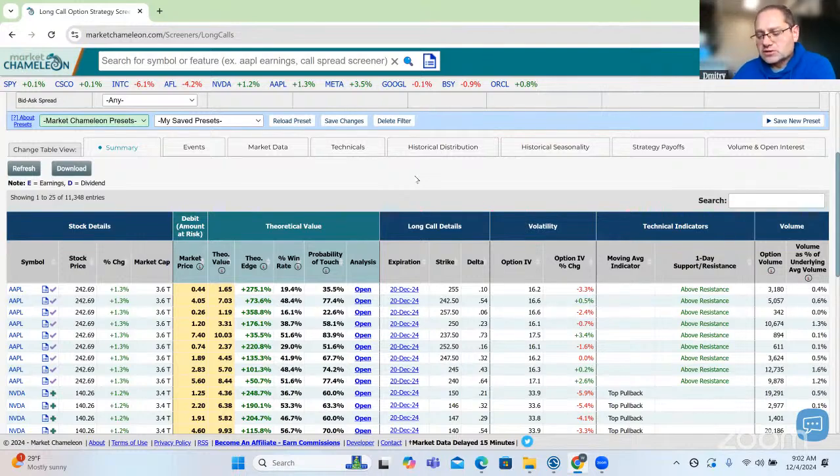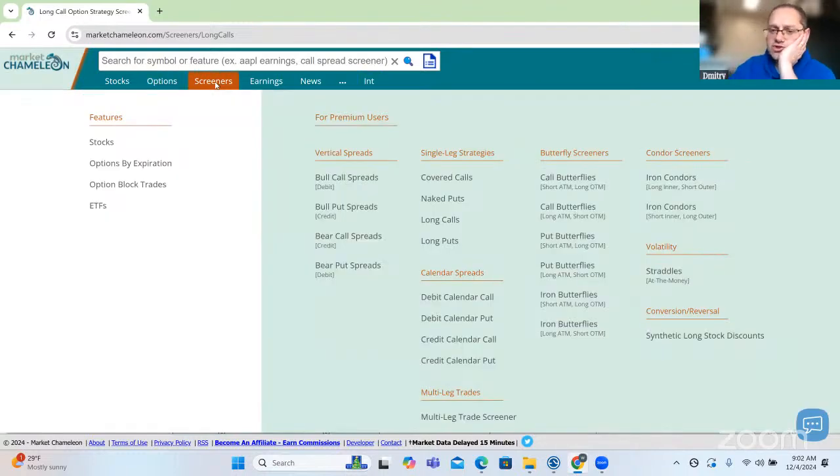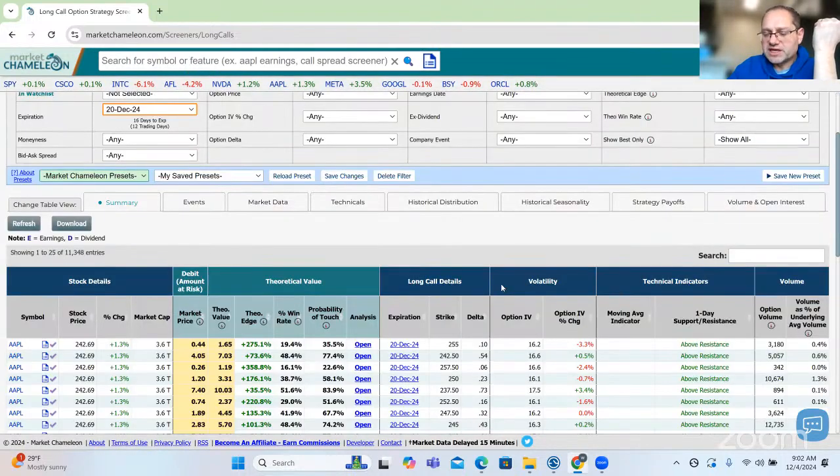So we're going to take a look at the screener, cover some of the analytics to help us narrow down potential candidates, and take any questions. So let's start first by showing you how to get to the screener. If you look at the above menu, you'll see under screeners to the right-hand side, there are these single leg strategies. And we did the covered calls yesterday. I'm going to go to the long calls right here. If you click on the long calls, you're going to end up on this page over here.